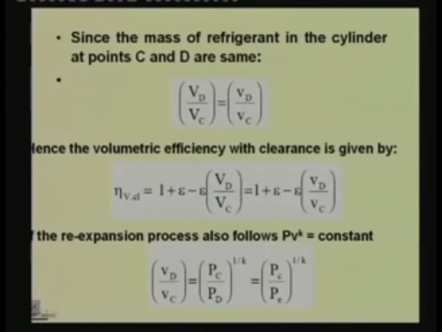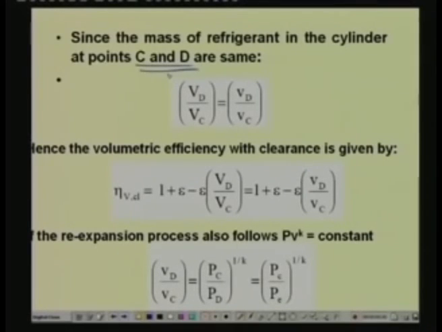Since the mass of refrigerant in the cylinders at points C and D, that means at the beginning of the suction stroke, are the same, you can write this expression. That means you can express the volumes in terms of specific volumes. Vd by Vc in terms of the specific volume ratio, small vd by small vc. That means the clearance volumetric efficiency can be written in terms of the specific volume ratio.